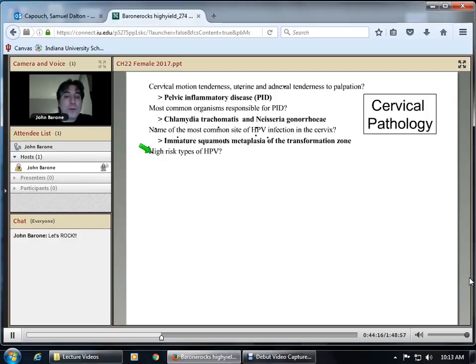All right, what are the high-risk types of HPV? 16, 18, 31, 33. These are the ones that have viral oncogenes. Now, what is E6 knockout? P53. What is E7 knockout? RB.